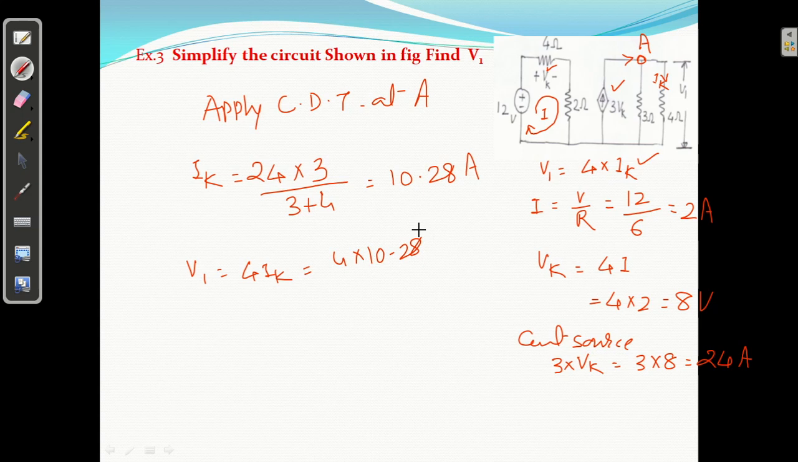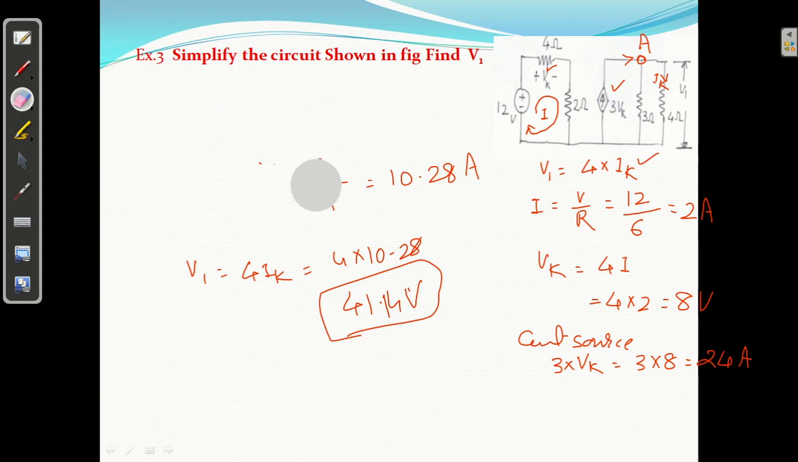41.14 volt. That is the answer. Okay, so it is a very simple problem. Depending on the current source, the dependent current source depends on a value, but your concept should be clear. Okay, next problem I am going to talk.